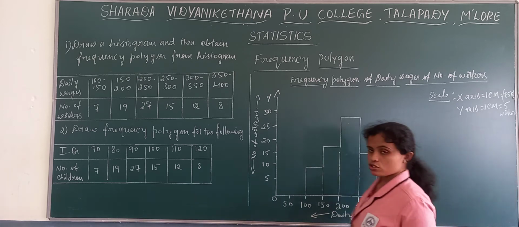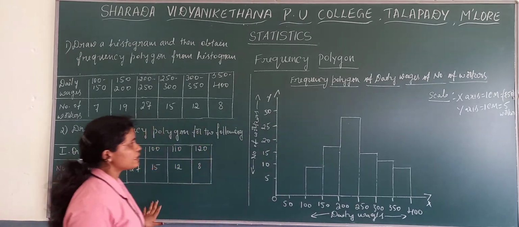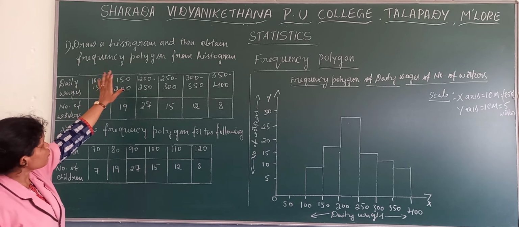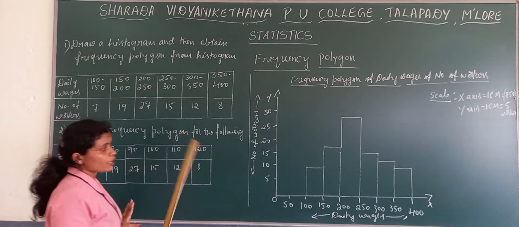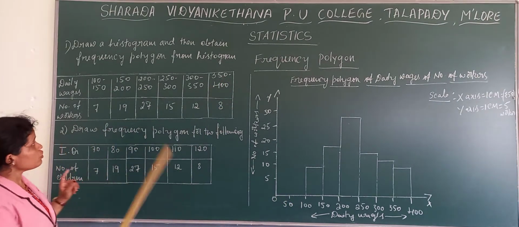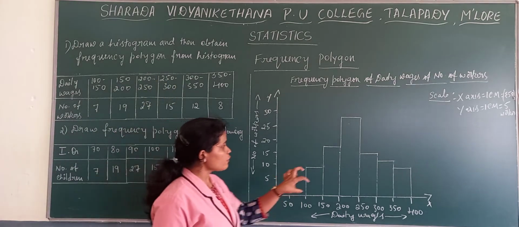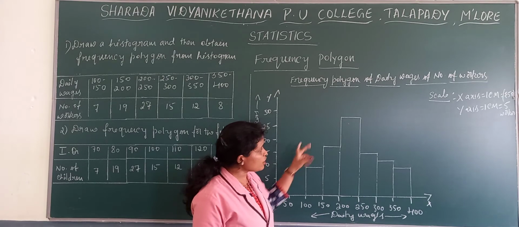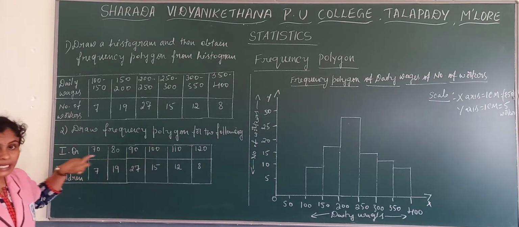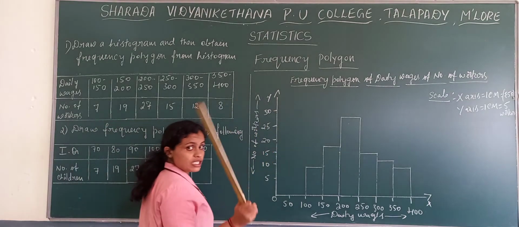This is about the histogram, which you have already studied. After drawing the histogram, we obtain the frequency polygon from the histogram. When you get a continuous frequency distribution, it is better to first draw the histogram, then represent the frequency polygon. But in a problem with a discrete frequency distribution, you can go directly to the frequency polygon.